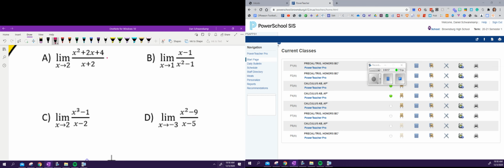So on number 1, I plug in 2. Show me the fingers. What'd you get? You get 3, because if you plug in 2 on top, you get 12. You plug in 2 on bottom, you get 4. 12 divided by 4 is 3.